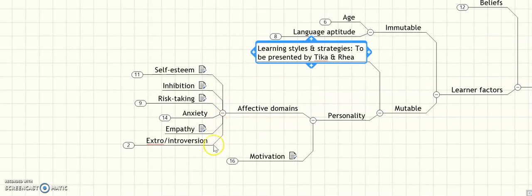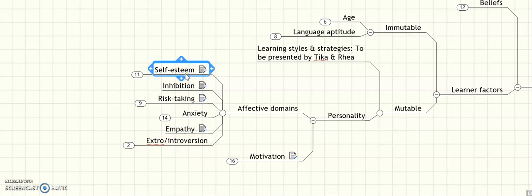And then the factors related to affective domains are self-esteem, inhibition, risk-taking, anxiety, sympathy, also extraversion and introversion. So these are the affective domains related to individual learner differences.